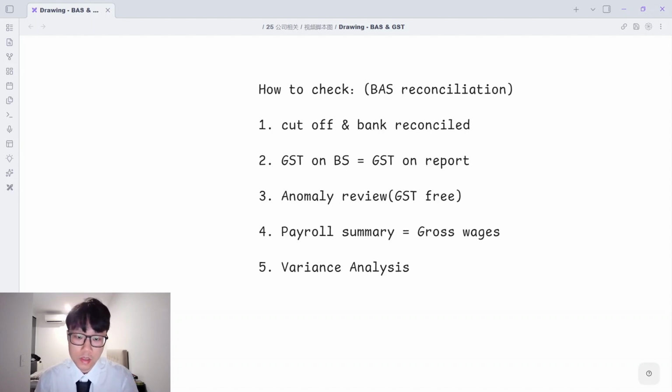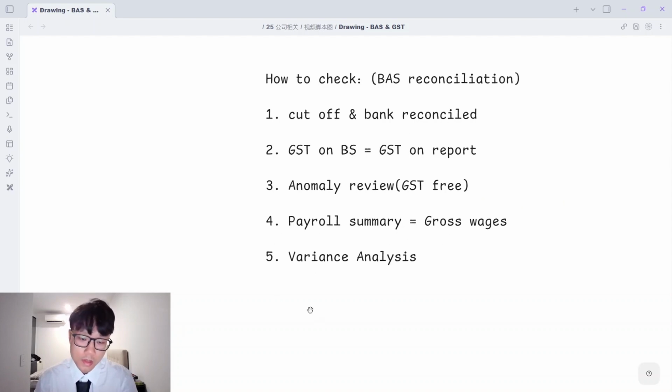Number 3, check all the possible anomalies, like some huge amount of GST-free transactions, and whether it's really GST-free or it should have GST. Number 4, check whether the payroll summary is equal to the gross wages on our balance sheet. And number 5, do a variance analysis against the previous month to check if there are other material differences.